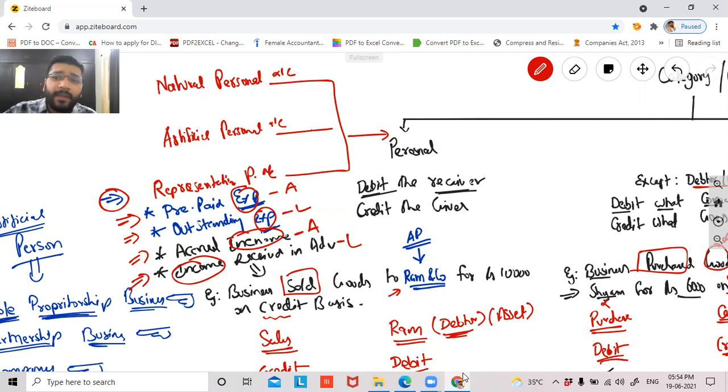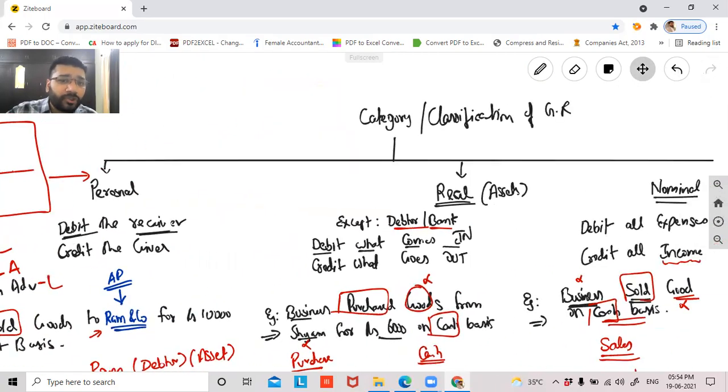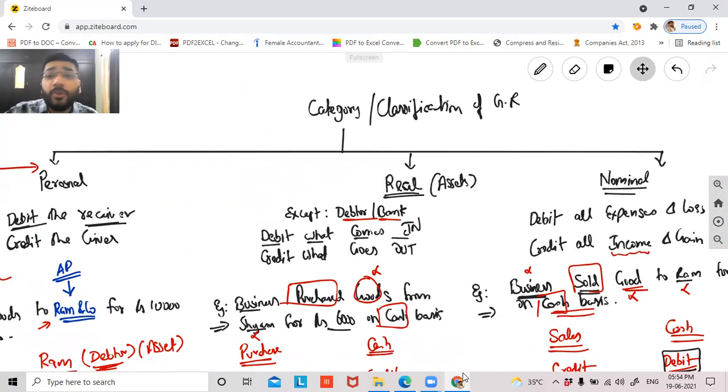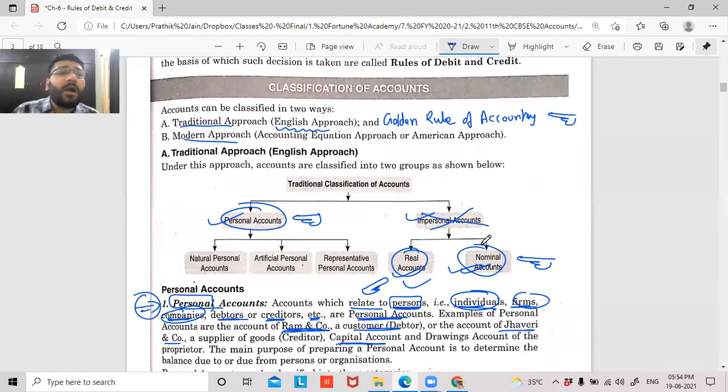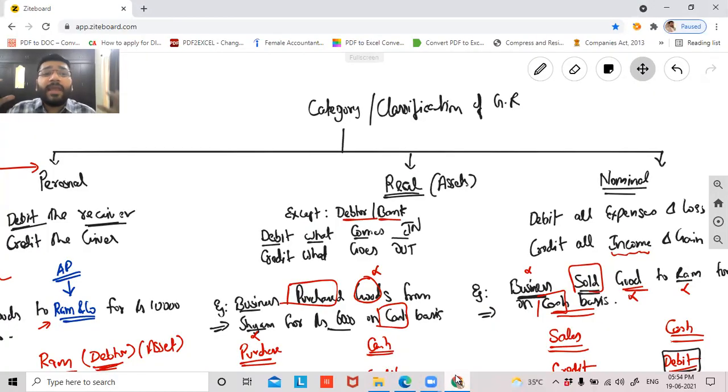So guys, can we do a quick recap? We are doing the traditional approach. We are studying the accounting rule. Which accounting rule are we studying, guys? The traditional approach, which is also called the English approach, and more importantly, the golden rule of accounting. It says that any transaction taking place in the business, you will be able to categorize under 3 categories. That is personal, real, and nominal.